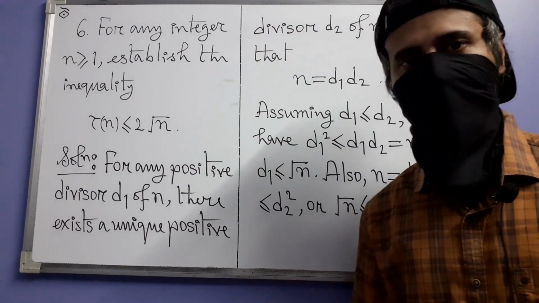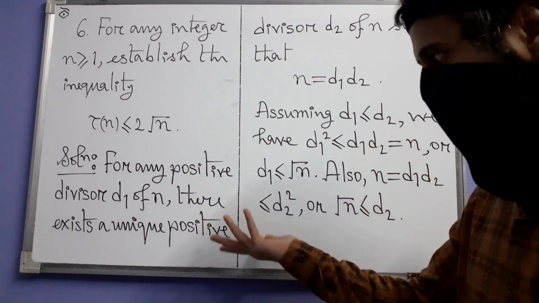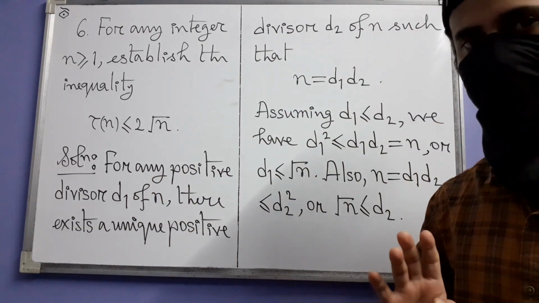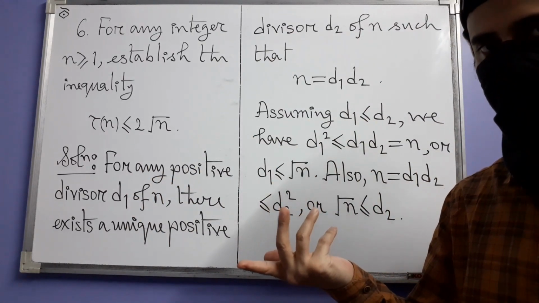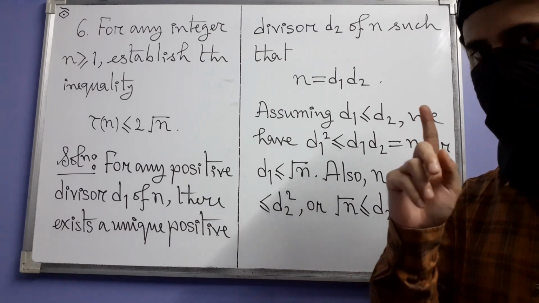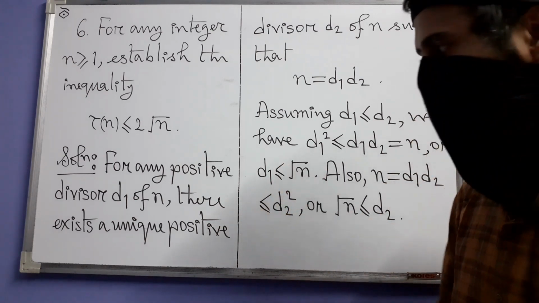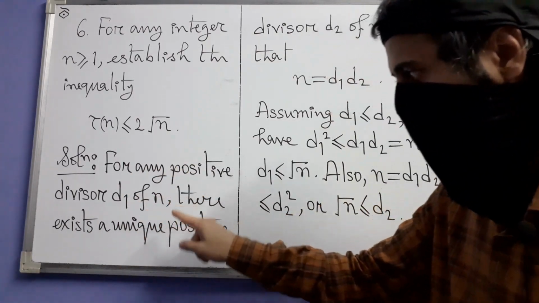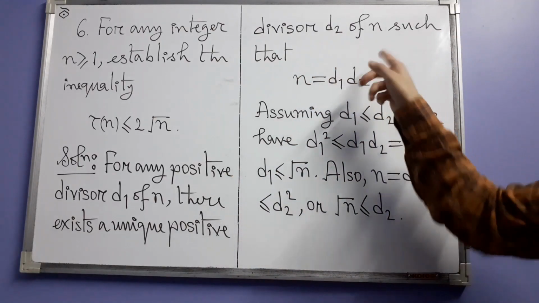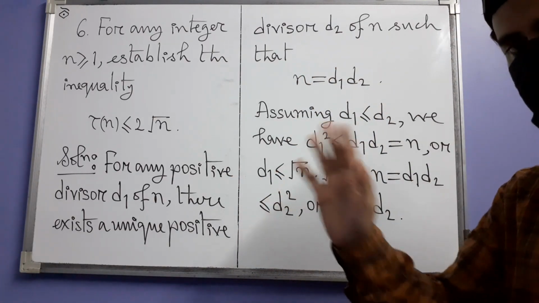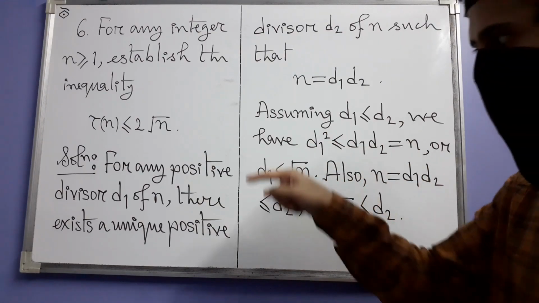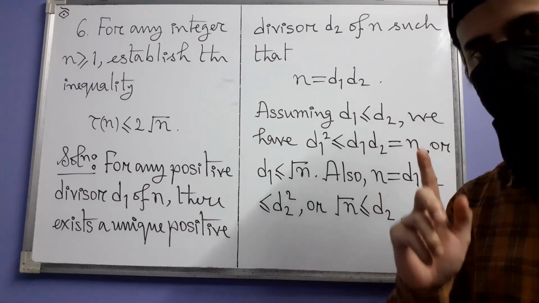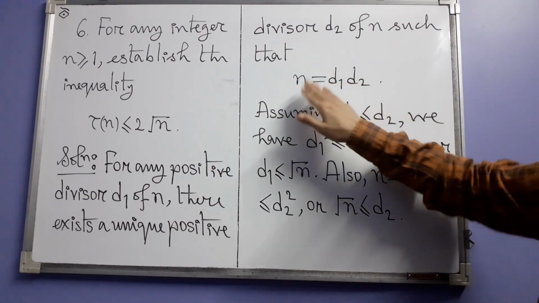So this is how we start the solution. Let's see what the solution says. For any positive divisor d1 of n, n will have positive divisors. At least one positive divisor is there, which is 1, but there may be many others. For any such positive divisor d1 of n, there exists a unique positive divisor d2 of n, another one, not necessarily different from d1, just saying that for d1, another positive divisor d2 of n exists which is unique, such that their product is n.